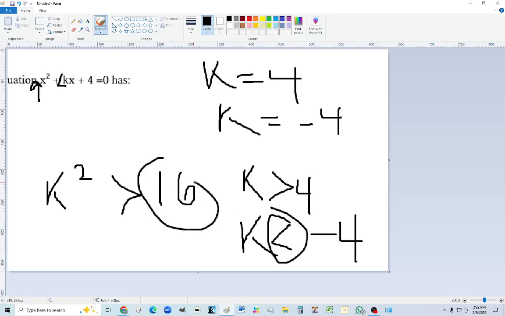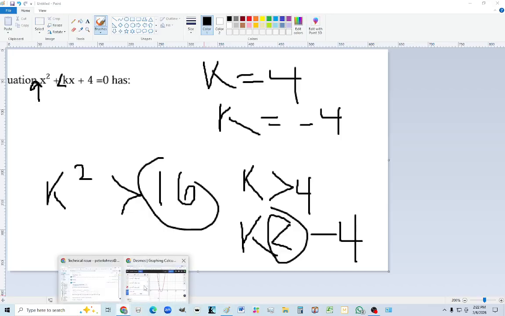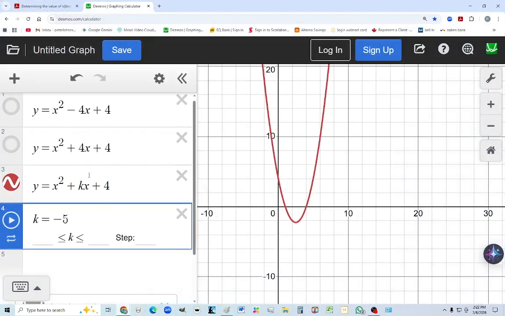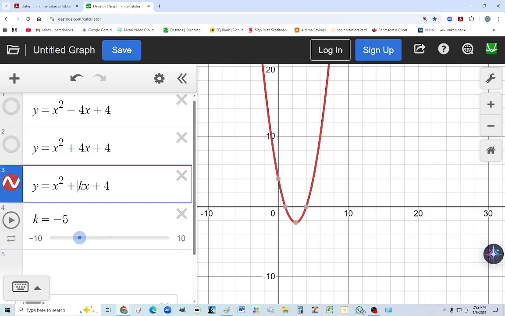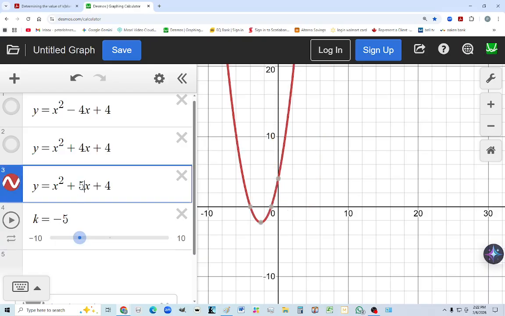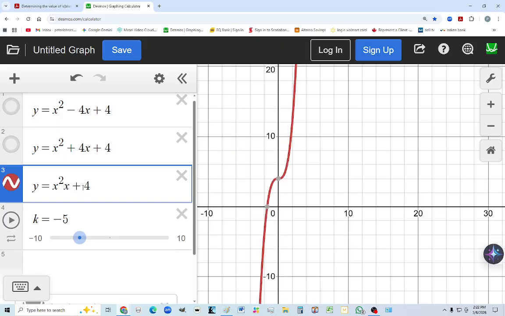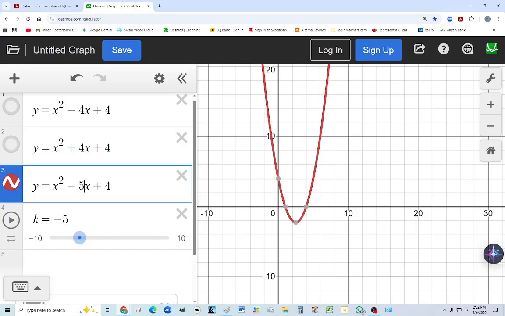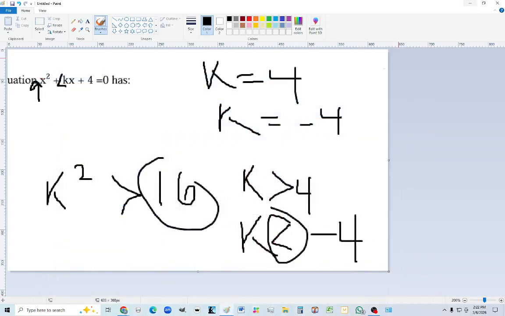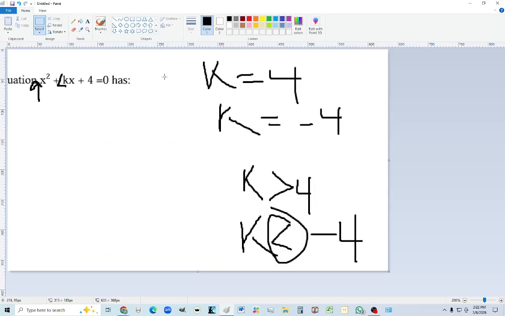So we can see that when will we have two real roots? Let's see if that works. When k is bigger than 4, yeah, or smaller than minus 4. Yeah, that's when we'll have two roots. And another way of saying that, well, no, that is the only way to say it.